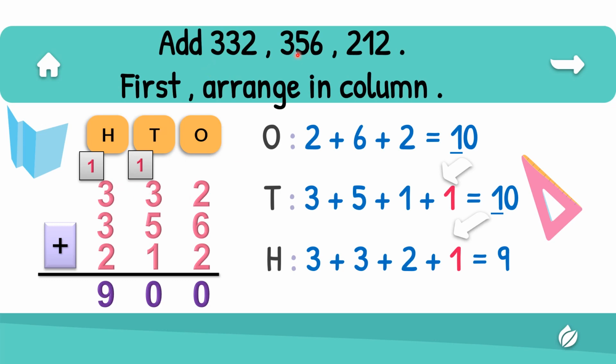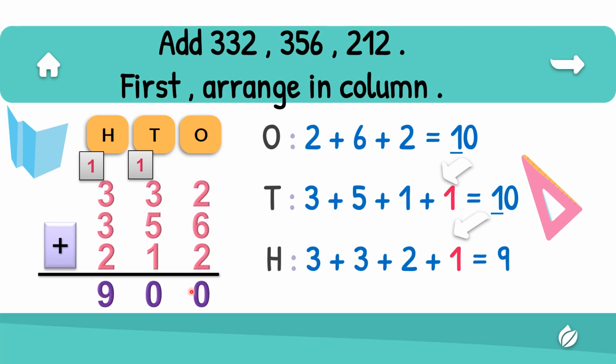Next come to the 356. From where you will start writing? From your right hand side. First you have to write 6, then 5 and then 3. Again this 212, arrange in the same way, 2 on ones place, 1 on tens place and 2 on hundreds place. Now add according to columns.